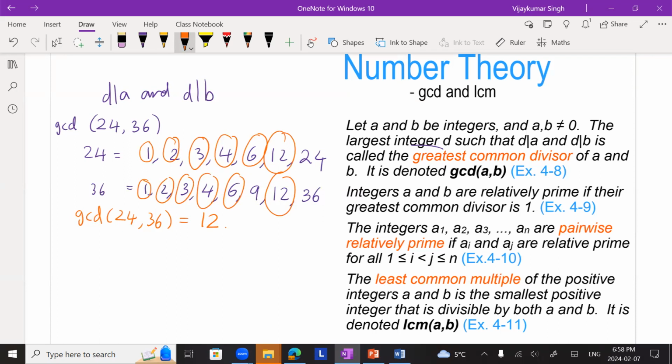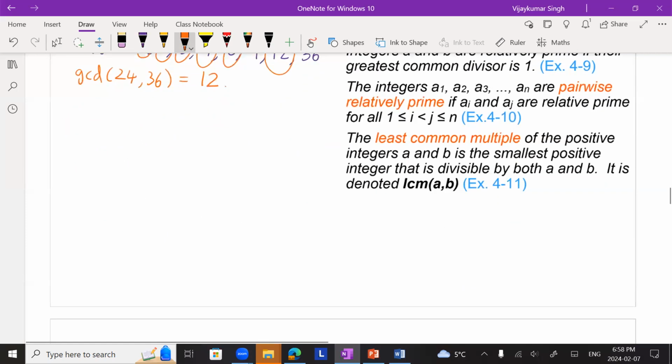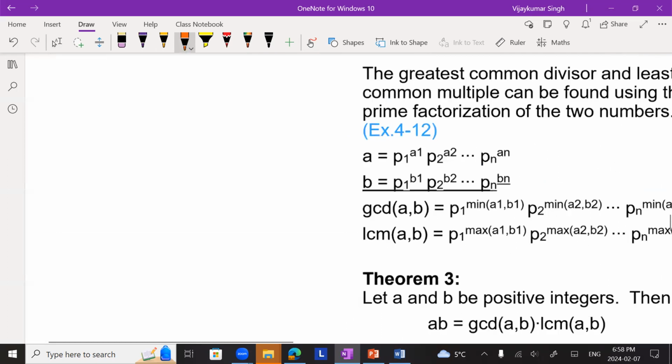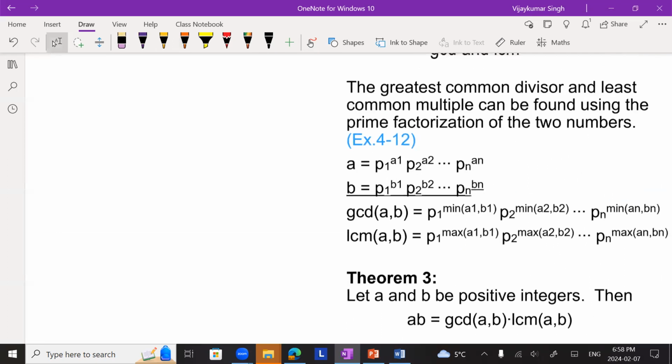Now, before I go to LCM, I want to argue that this is a very bad method. Imagine you have to find all the divisors of a number and then look at what is common and then look at what is the maximum among the common ones. This is going to be a very bad algorithm, right? So the question is, is there a better way of doing this? And the answer is yes. The answer relies on the fundamental theorem of arithmetic again. So let's talk about it, and then I'll come back to LCM as well.